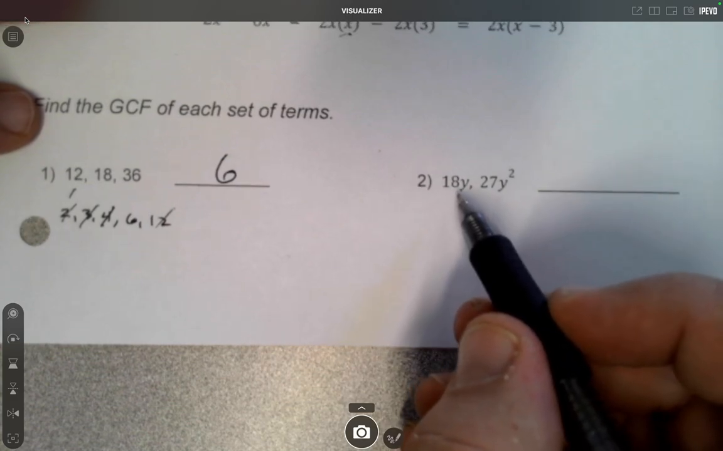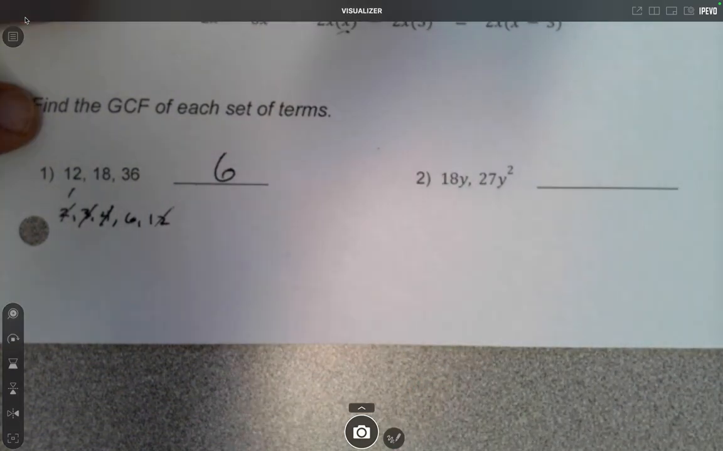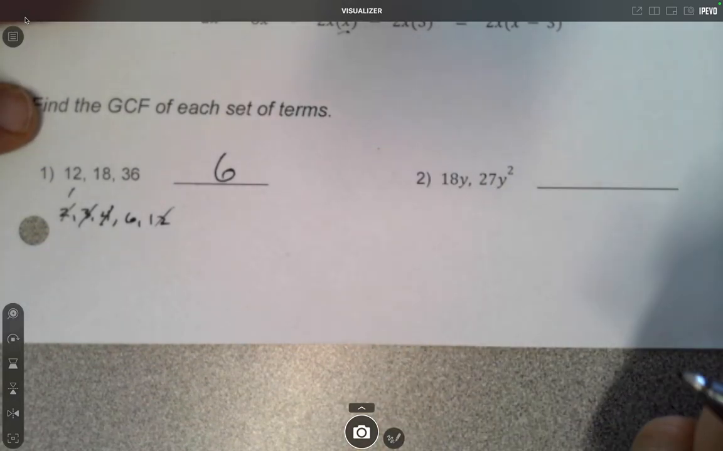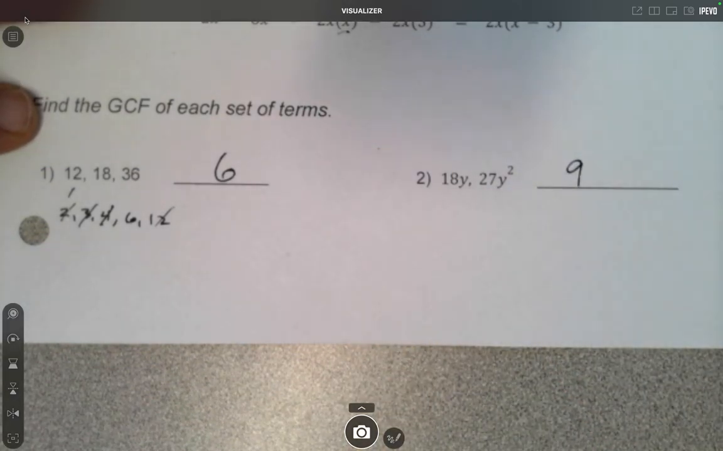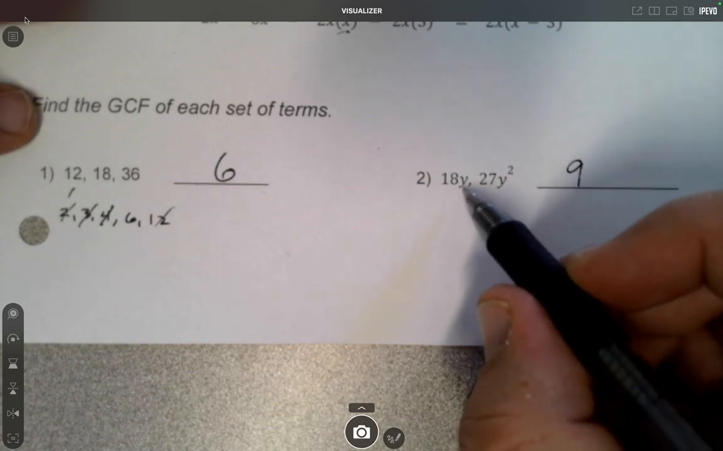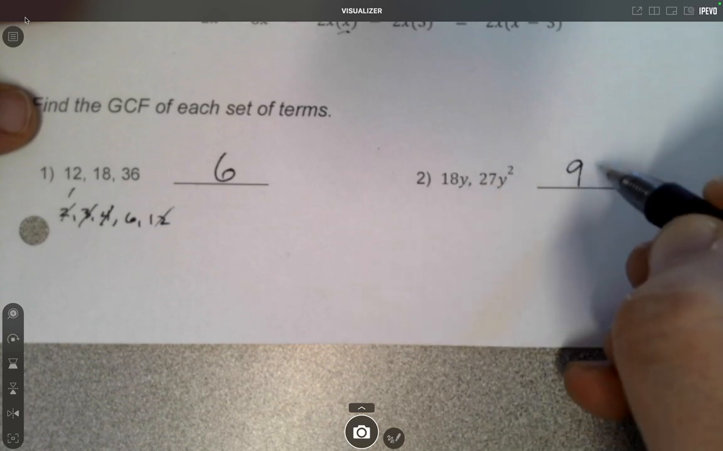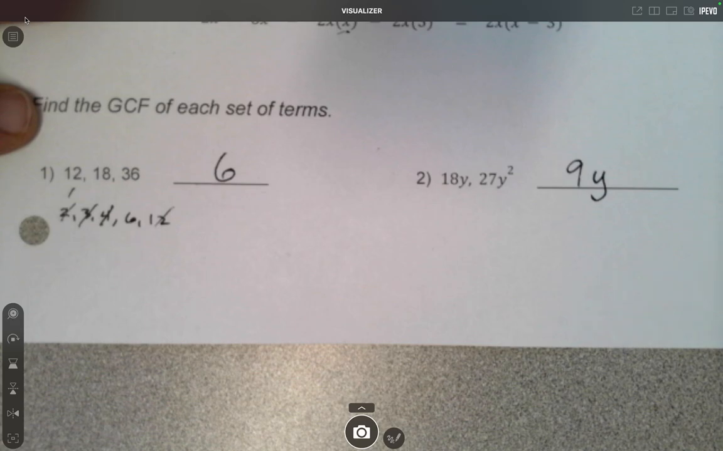So on number 2, I first think of the numbers 18 and 27, and I think, okay, what numbers that go into 18 will also go into 27? Well, 18 is too big. 9 goes into 18. Oh, and 9 also goes into 27. So 9 would be the number part of the greatest common factor. This has a single y. This has y times y. So since this only has 1, we can only pull 1 out of both of them put together. So our greatest common factor here is 9y.